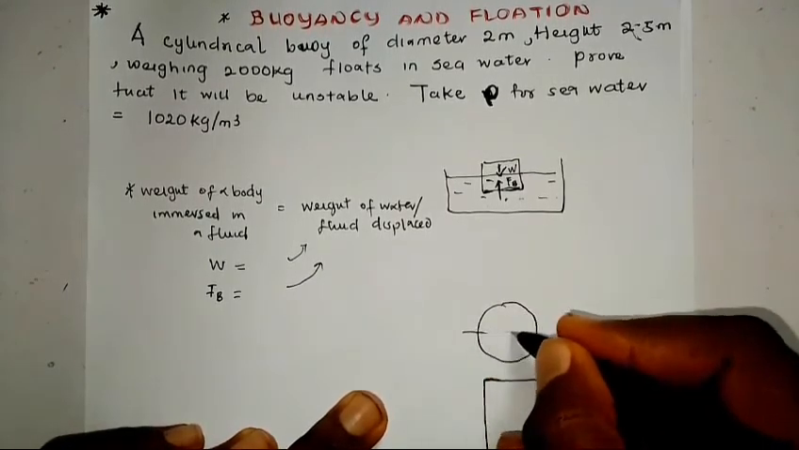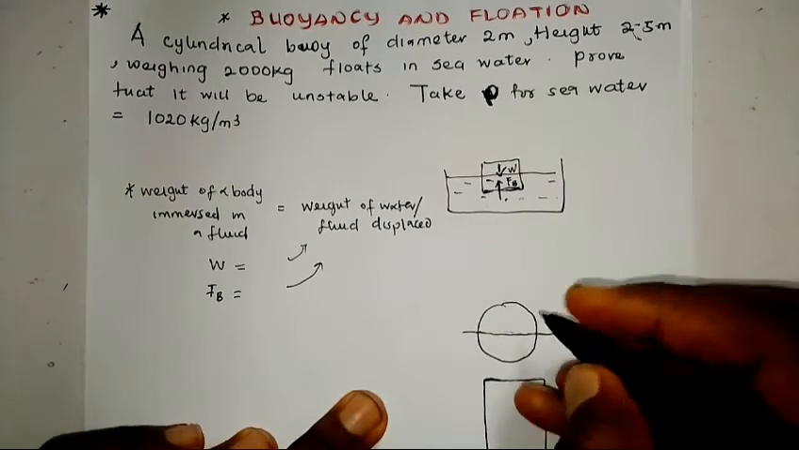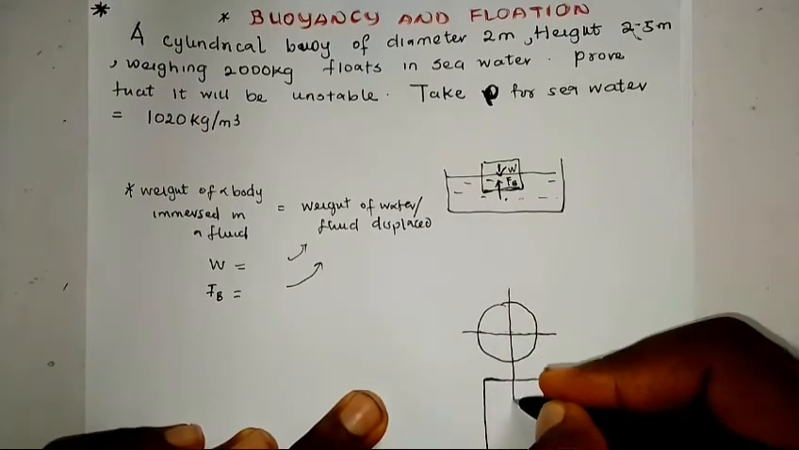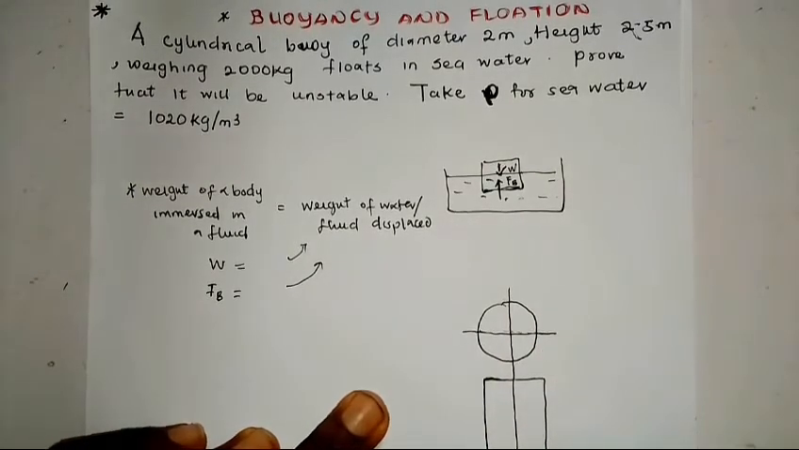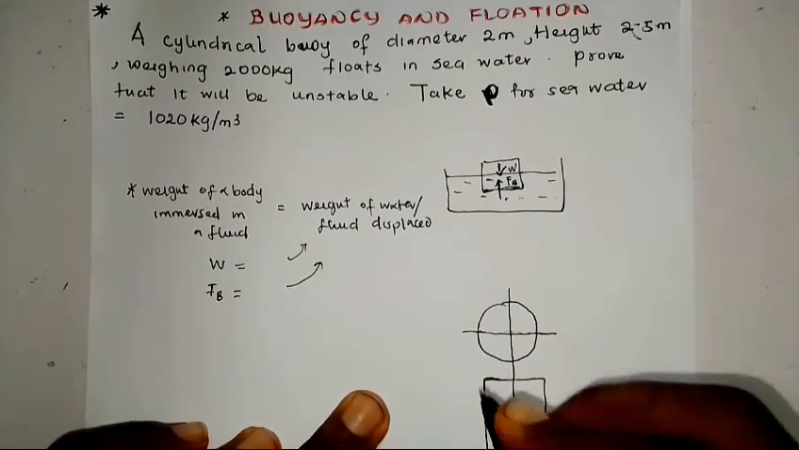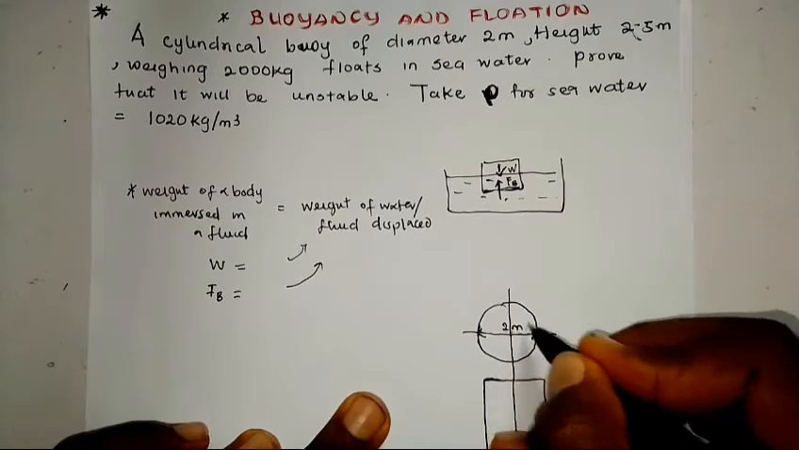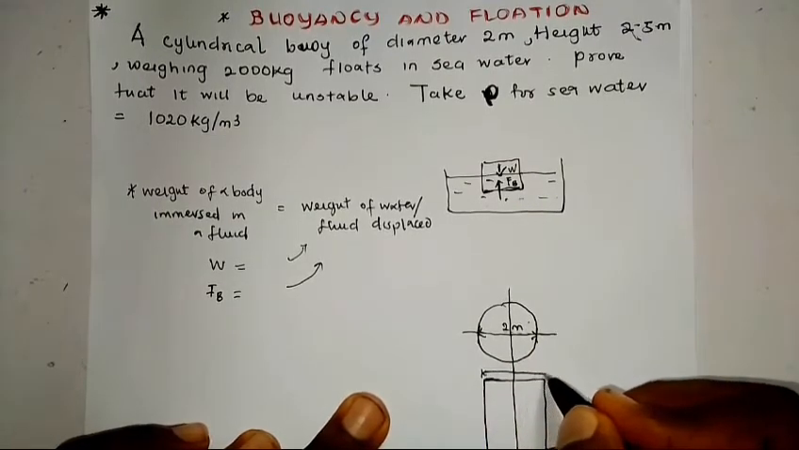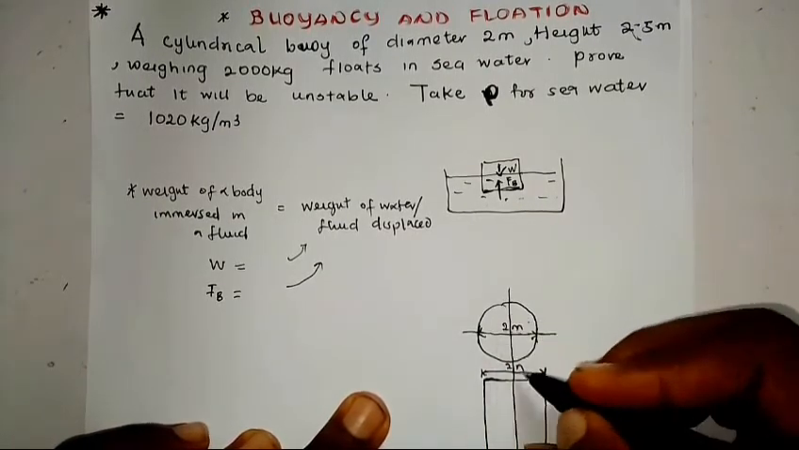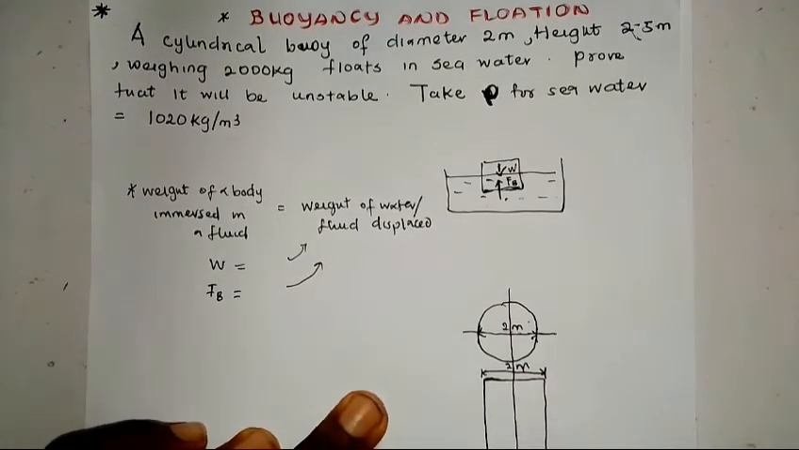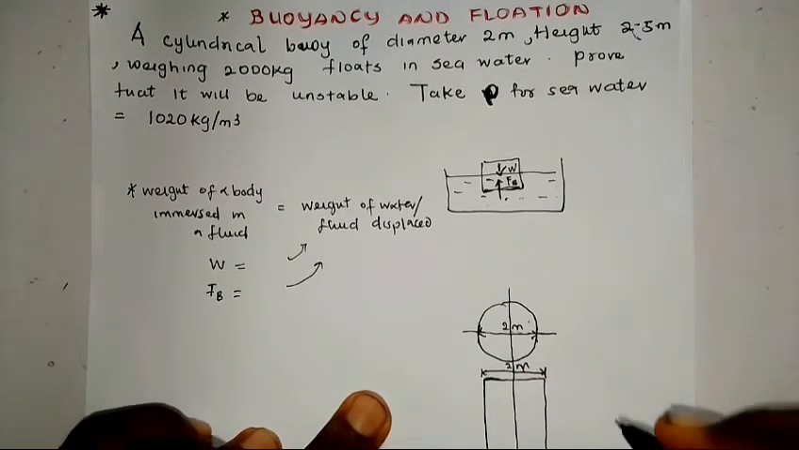This is the plan of the cylinder, and this is the front elevation of the cylinder. The cylindrical body has a diameter of 2 meters, so this is having a diameter from here to here of 2 meters, and it's basically the same thing here, because this is the plan and this is the front elevation, with a height of 2.5 meters.